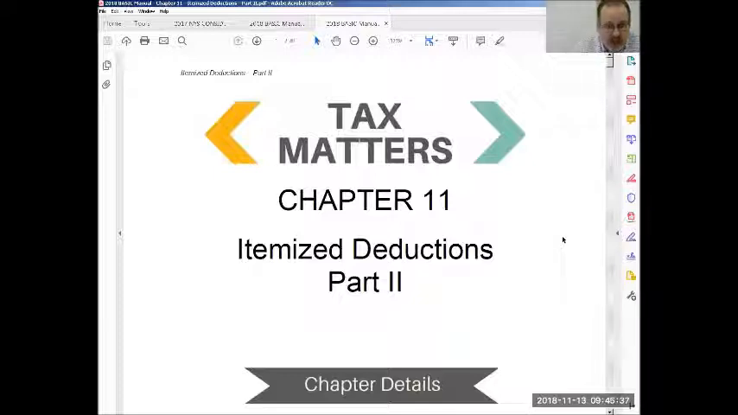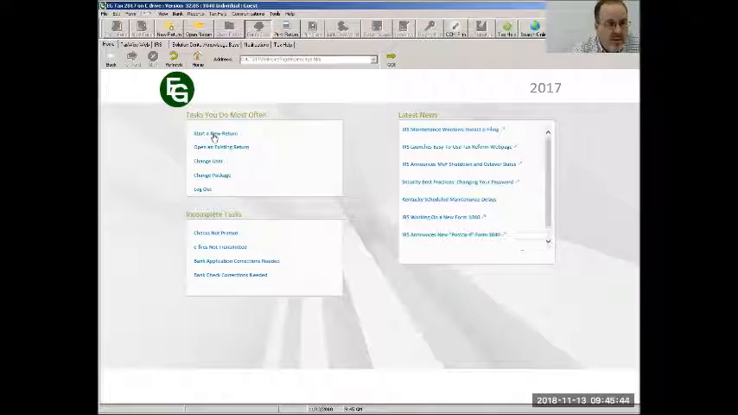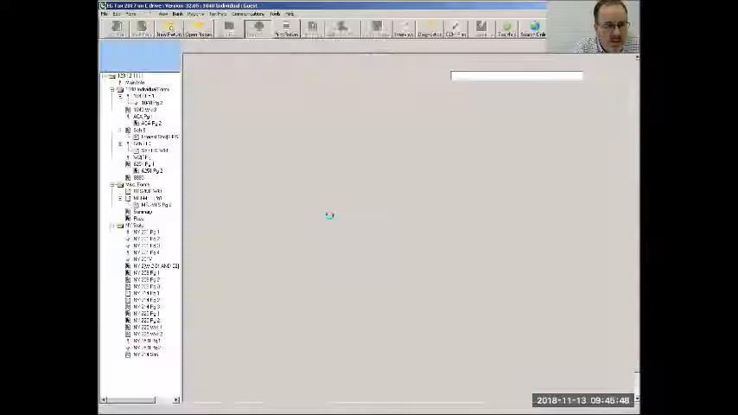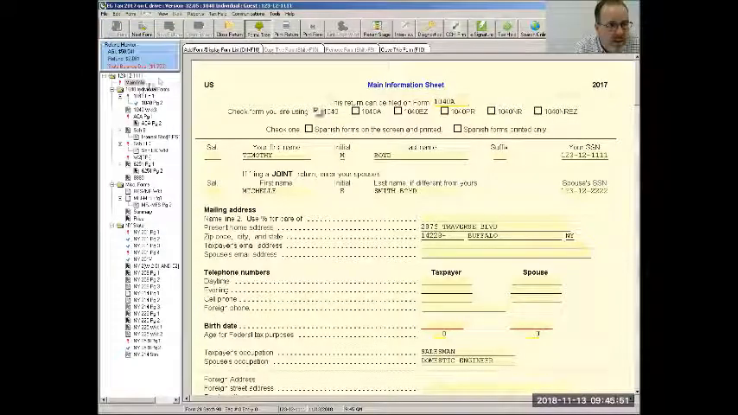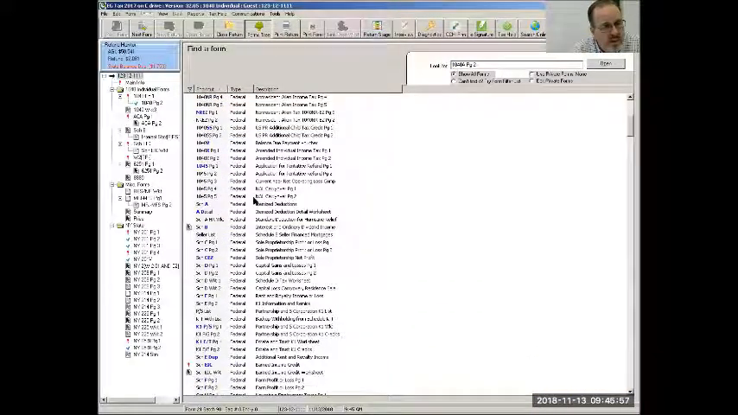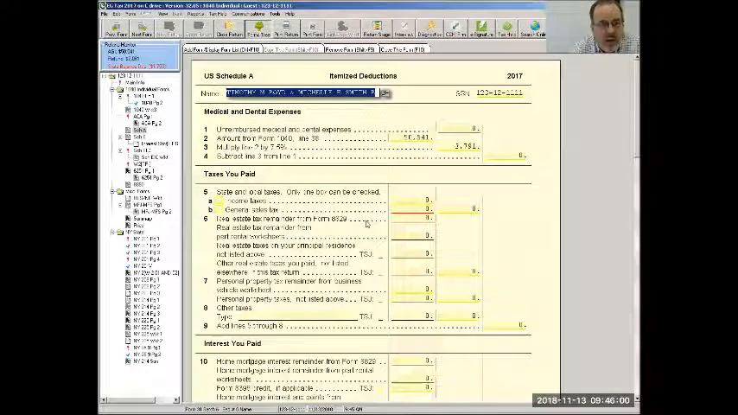So, all right. So chapter 11, we're going to go through basically the second half of the Schedule A with itemized deductions, okay? If you remember, we kind of did the top. We did those first 2 sections. We did medical and dental expenses. We just talked about in the quiz, that's 7.5%.